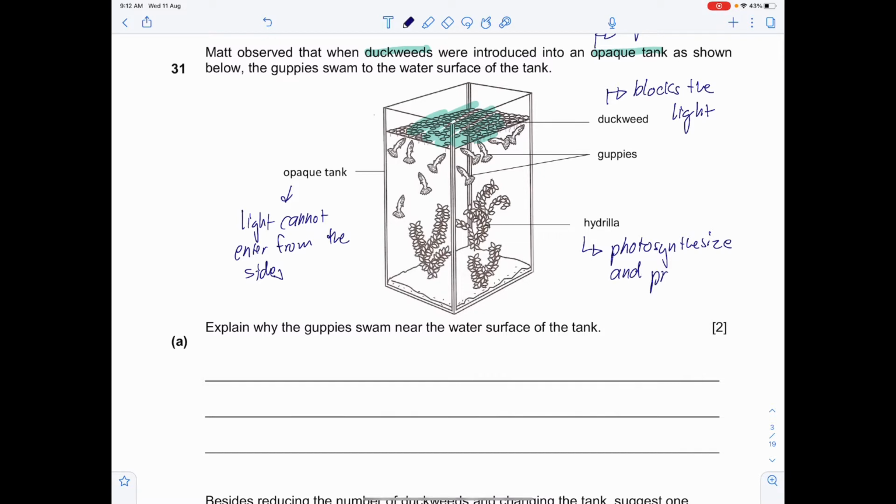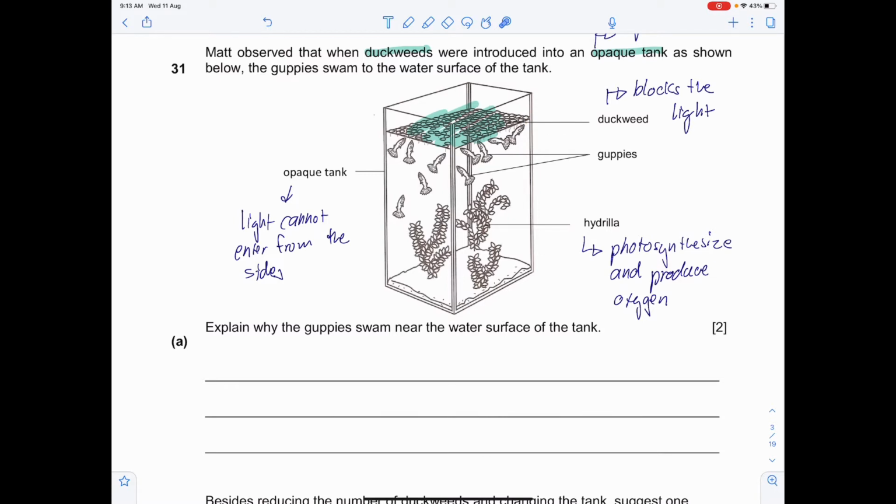And produce oxygen. Okay, produce oxygen for who? So produce oxygen for your fish, right? But because now light can no longer enter, the only possible way, because the sides are all opaque, is from the top. But because the duckweed is blocking it, your photosynthesis can no longer occur. And then there'll be no oxygen for your fish, and your fish will eventually die. And so therefore your fishes swam to the surface to get air, oxygen, O2, from the surface.